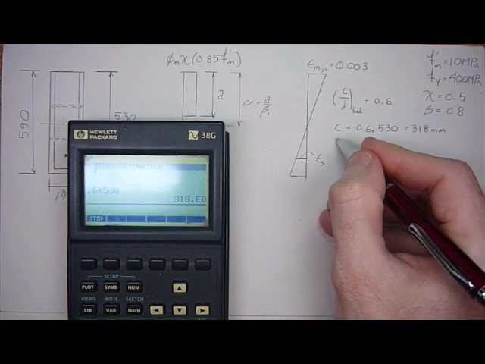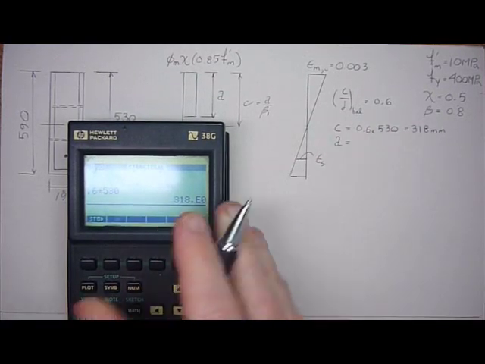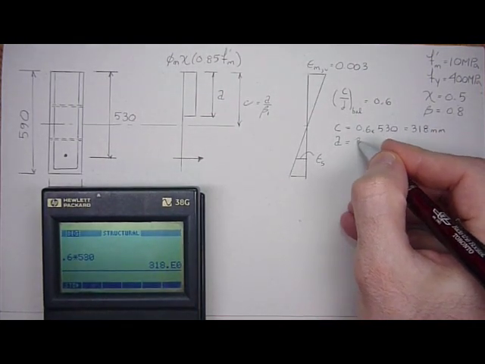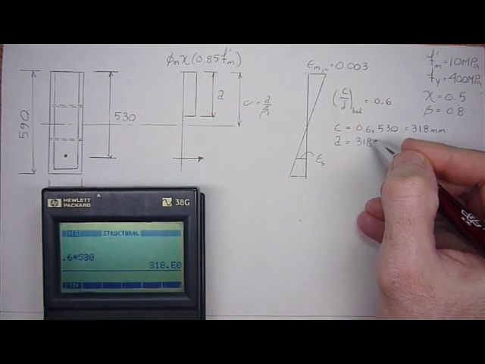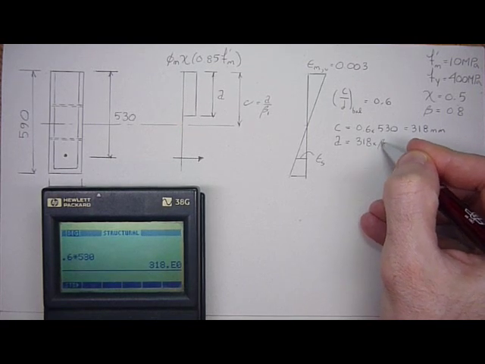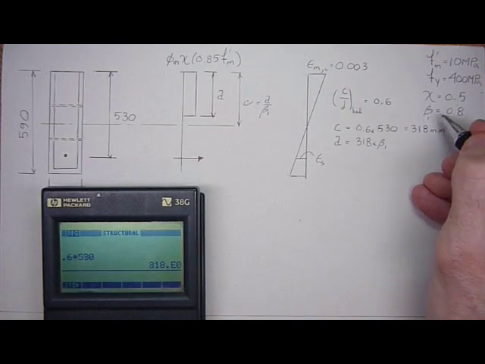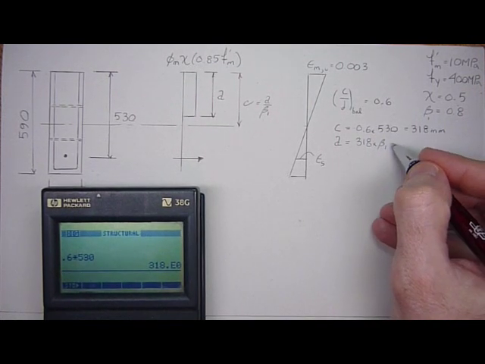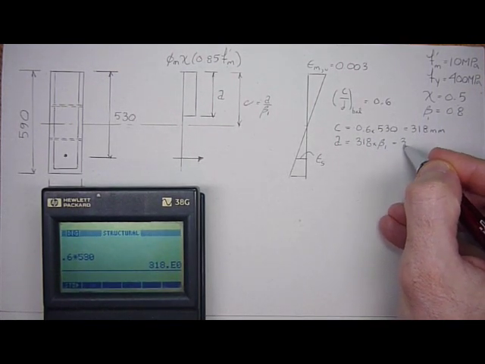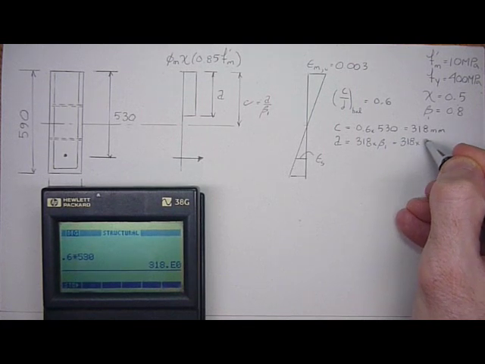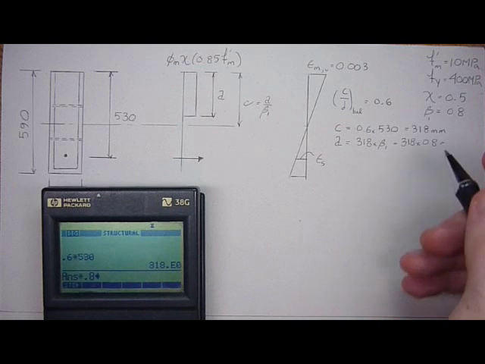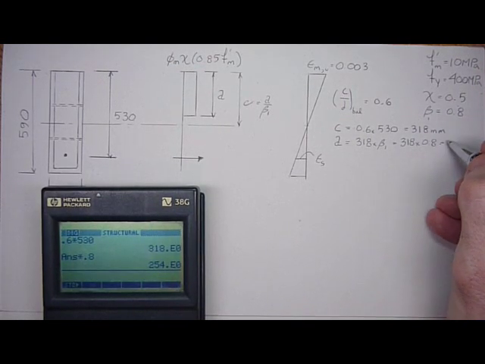And then we can find out what the a value is, the stress block a here, by taking the 318 and multiplying it by beta 1. And in the masonry code, beta 1 is 0.8. So that would be 318 times 0.8, which is 254 millimeters.